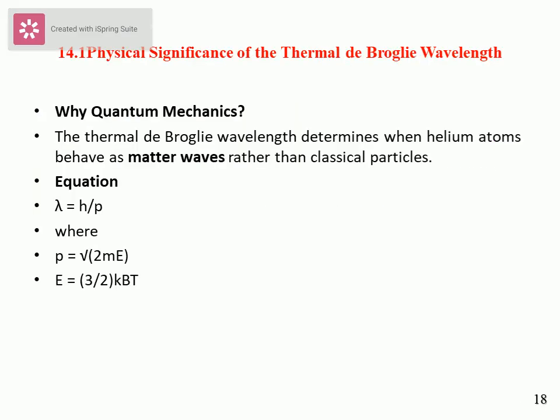Now, why do we need quantum mechanics for helium? The answer is the de Broglie wavelength. This wavelength tells us whether a helium atom behaves like a particle or like a matter wave. The de Broglie wavelength depends on mass and thermal energy. A larger wavelength means stronger quantum effects. So, at low temperature, our helium system behaves quantum mechanically.